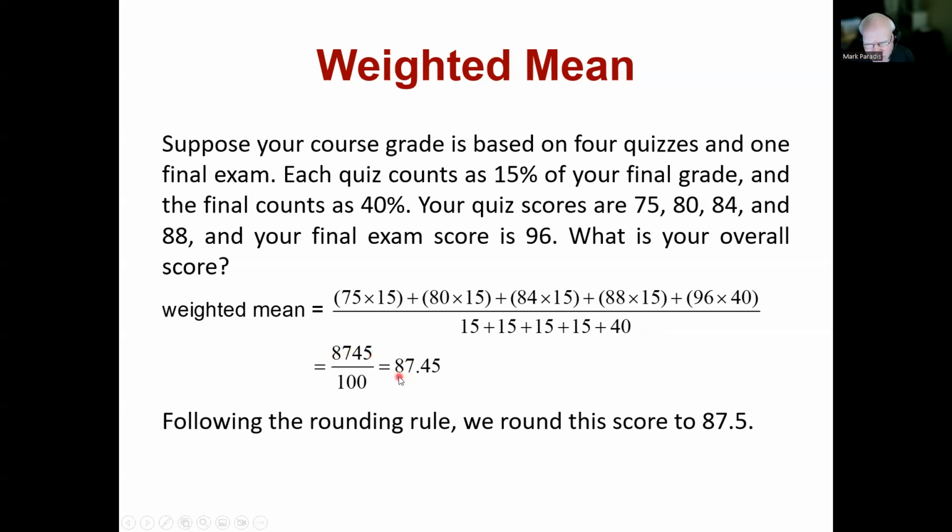So we put this in: 8,745 divided by 100 is 87.45, and then following the rounding rule, we'd round this to 87.5. So when you're trying to keep track of your classes, you can now use this weighted mean formula to figure out how you're doing in each of your courses and keep track.